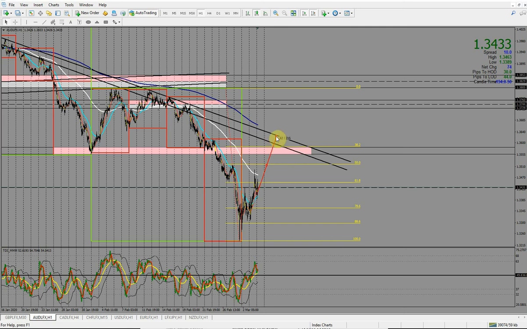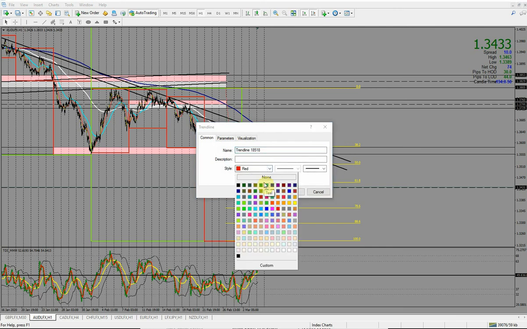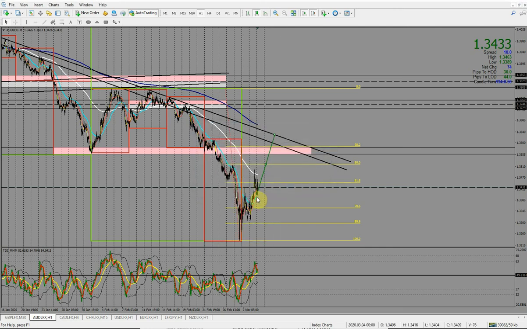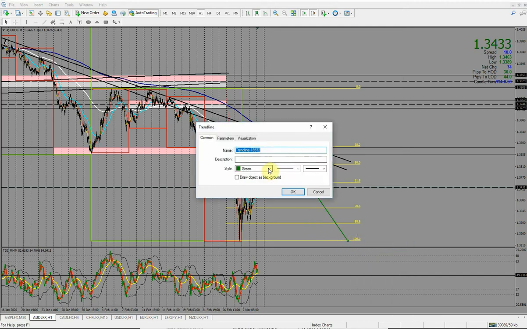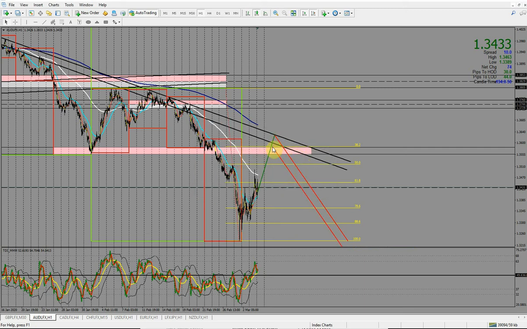anywhere around that area. So I'm just gonna do that and then paint it in green, and then to illustrate that it's going south, I'm gonna paint it in red. There we go. So I have two probable areas that this price is more likely to retrace from.